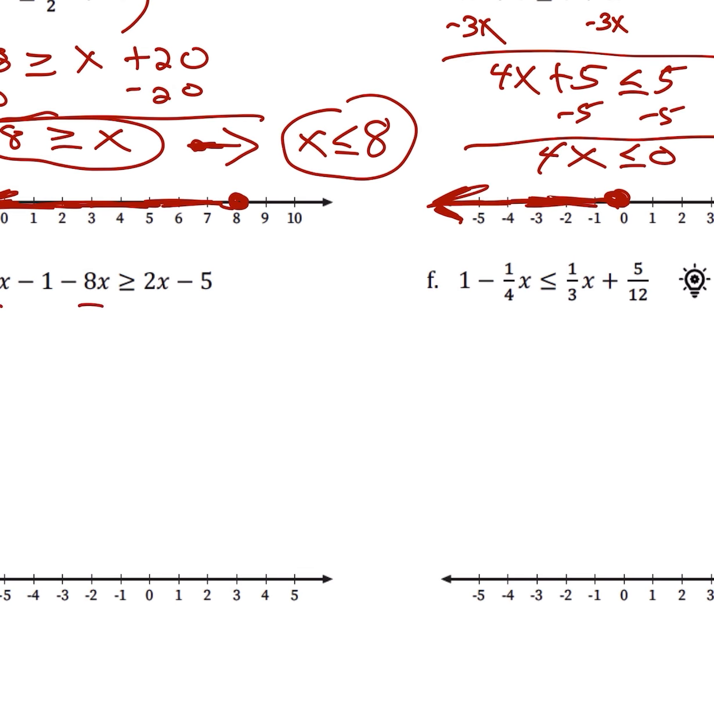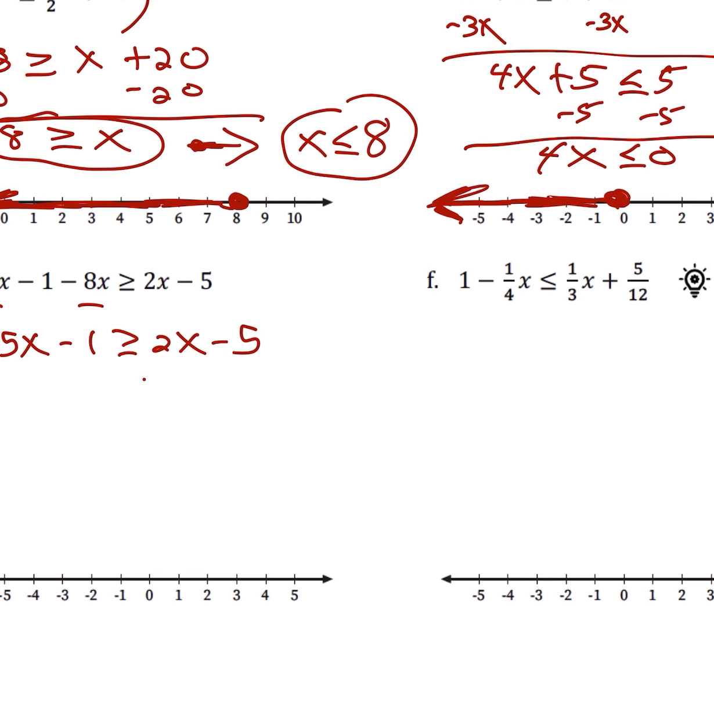Just like with equations, we need to first begin by combining like terms. 3x minus 8x is negative 5x. So negative 5x minus 1 is greater than or equal to 2x minus 5. Now it's just like when we solve equations, we're always on the lookout for dividing or multiplying through by a negative, when we have to flip that sign.